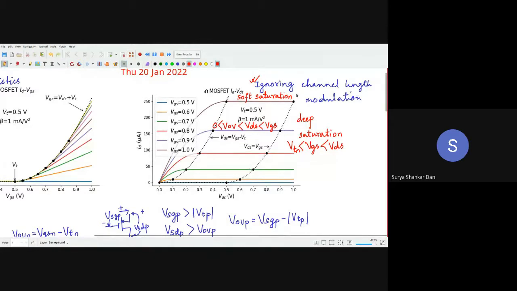The deep saturation operation is important for certain classes of analog IC designs, not all. When you are designing analog ICs, for example in your analog IC design course, mostly professors will tell you that soft saturation will work when VDS is greater than VOV. This line is the linear saturation boundary. Remember, this is the linear region, and this is the saturation.